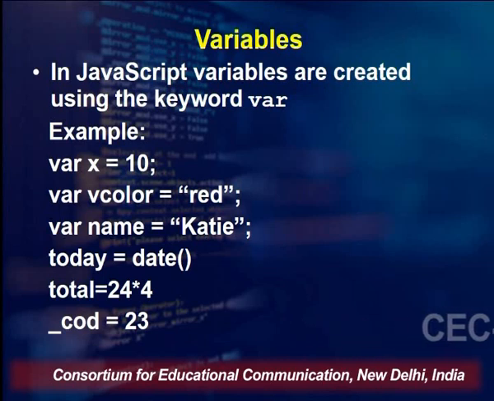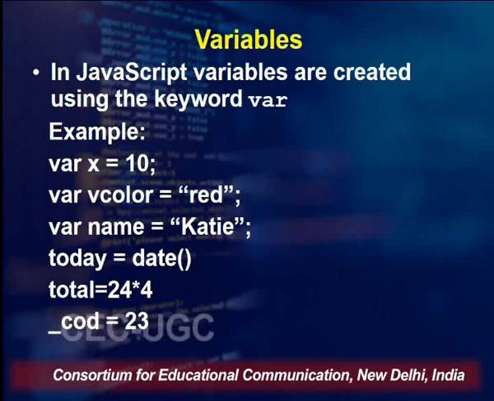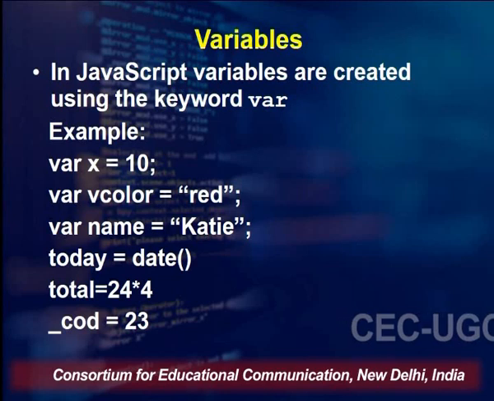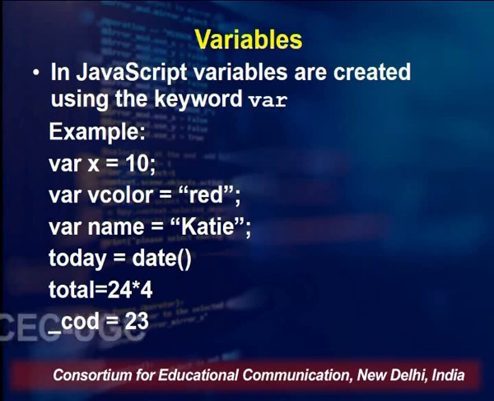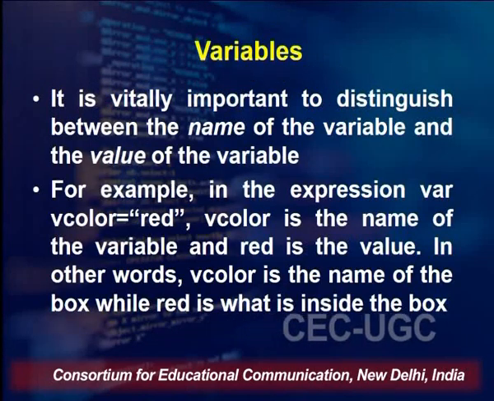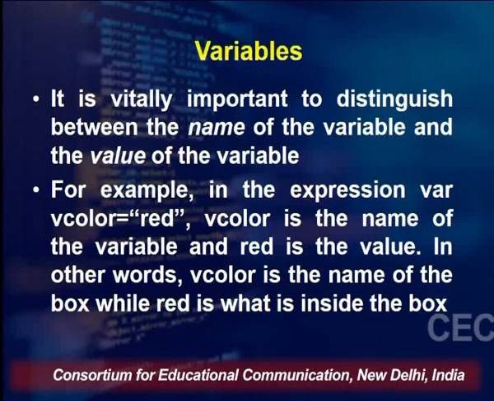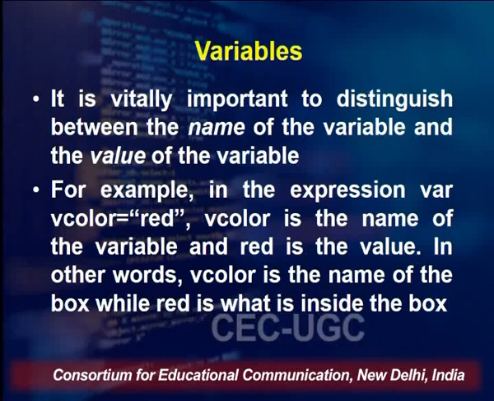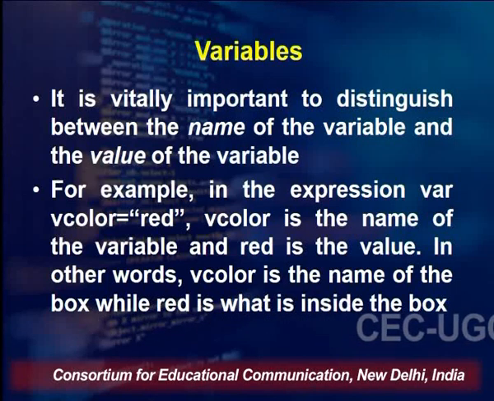But it is always advisable, for reading and for later on, that we write the word var, so it becomes easier for the programmer himself or other programmers to identify what all variables have been created. So it is very important to distinguish between the name of the variable and the value of the variable. Say we are giving an expression where vColor is equal to red.